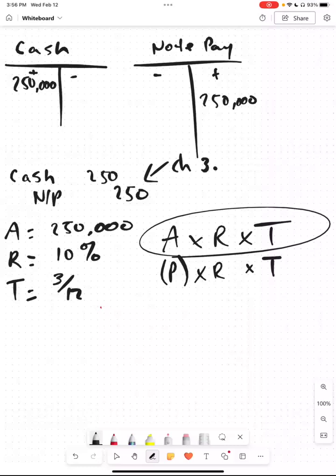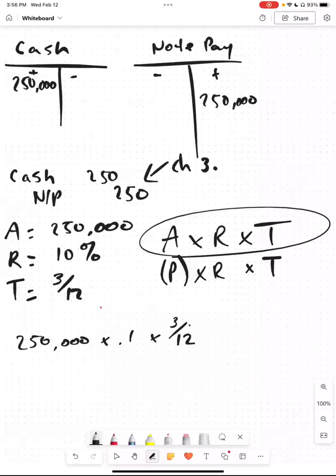Okay, so in this case, we're going to take 250,000. We're going to multiply that times 10%, and then we are going to multiply that further by 3 over 12. Okay.